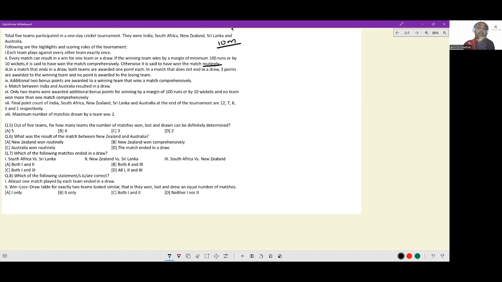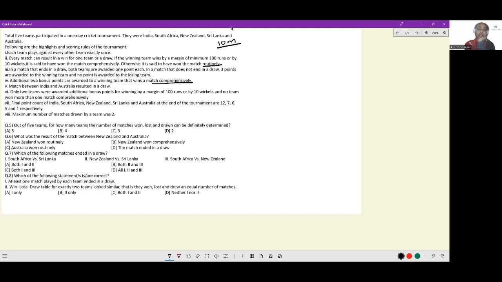In a match that ends in a draw, both teams are awarded 1 point each. In a match that does not end in a draw, which means there is a victory and a loss, 3 points are awarded to the winning team and no point is awarded to the losing team. So for a draw, 2 points are given out, one to this team, one to this team. And for a win, 3 points are given out to the winning team. Additional 2 bonus points are awarded to the winning team that wins a match comprehensively. So you get 2 additional points for winning a match comprehensively.